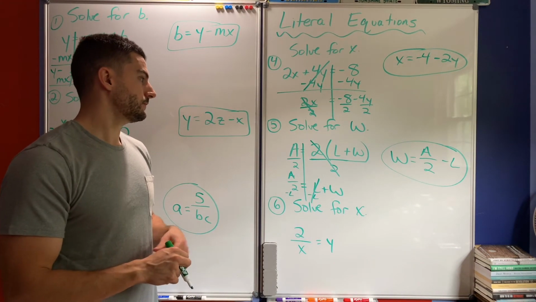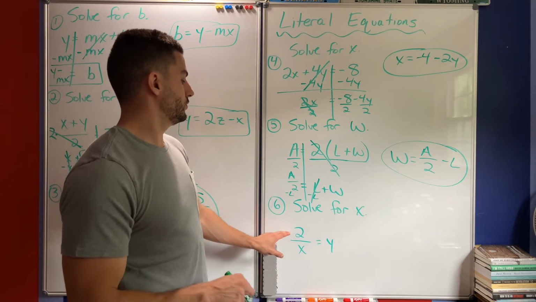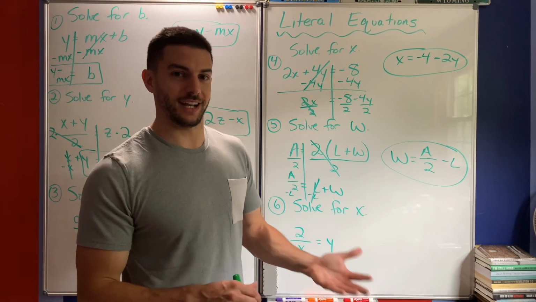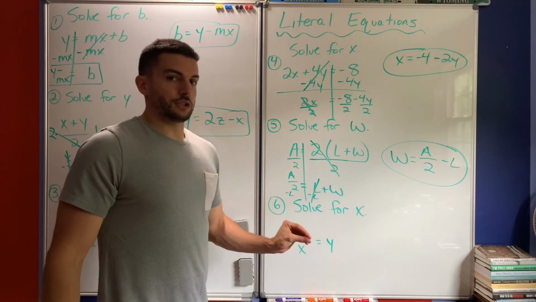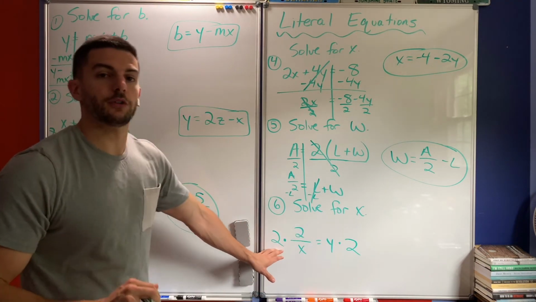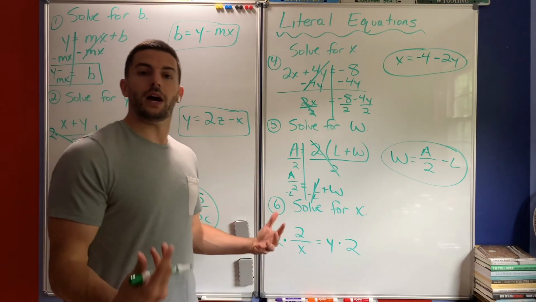Okay? There we go. Last one, number 6. Solve for x. 2 over x equals y. Now this is a tricky one. I saved this for last because this type of problem really tricks kids up. Here's what kids try and do first, and I'm going to explain why this isn't quite right. Kids try to multiply both sides by 2. Okay? Do you see why they would do that?